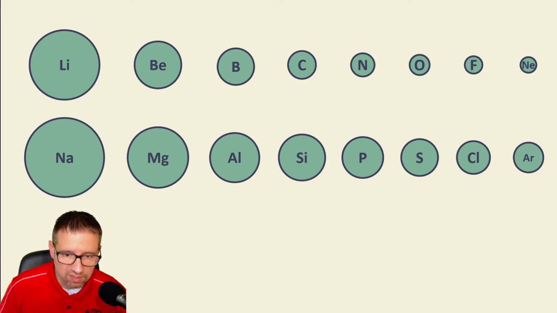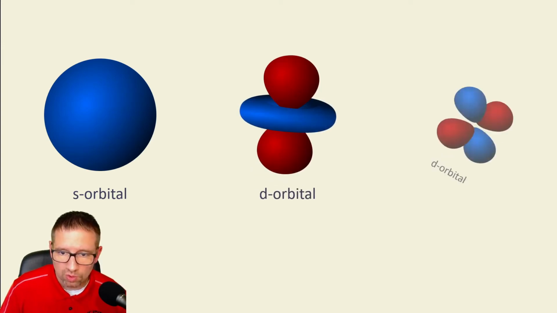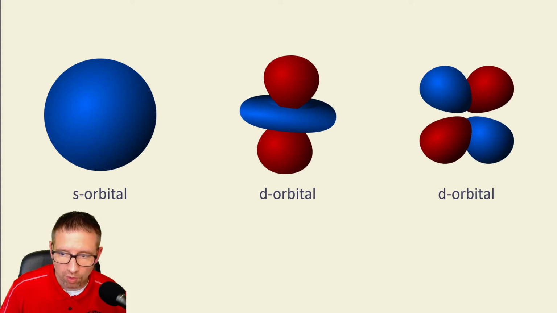Now, I think you guys have already learned this and probably understand this concept by this point, but there's another aspect to this that you may not have heard. Let's look at the shape of these orbitals. An s orbital is a sphere, and d orbitals have other shapes. Most of them are the four balloon shape, but then you also have one d orbital that has the shape that we have in the middle.